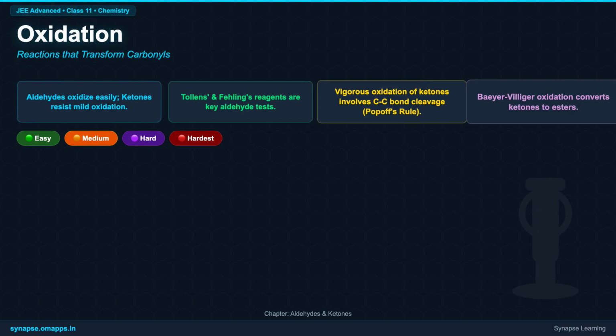Hello, future chemists. Welcome to an exciting journey into the world of organic reactions. Today, we are diving deep into the oxidation of aldehydes and ketones, a fundamental concept in Class 11 chemistry for JEE Advanced. We'll start with the basics, move through medium-level challenges, tackle complex hard problems, and finally, explore the cutting-edge hardest concepts. Get ready to transform your understanding.